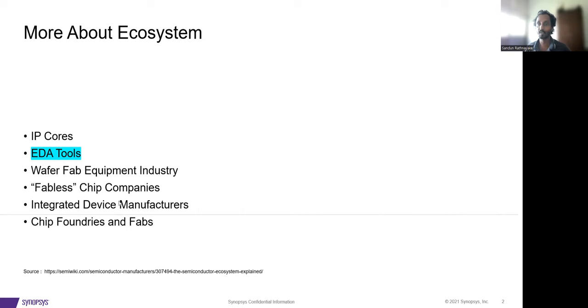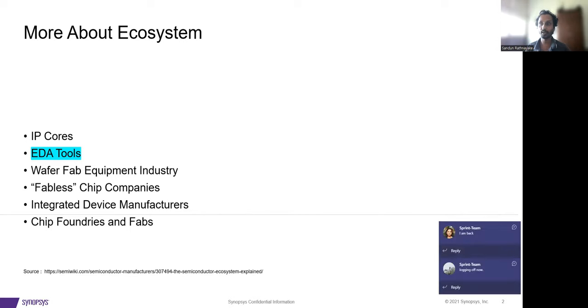So that's what we can get to know a little bit about the ecosystem. These are the six players: IP core developers, software tool providers, hardware manufacturing and wafer fab equipment industry, companies who use IP cores and do fabless chip development, companies who do chip development plus manufacturing, which we call IDM, and finally manufacturing facilities. Okay, I think you got some understanding about the system.